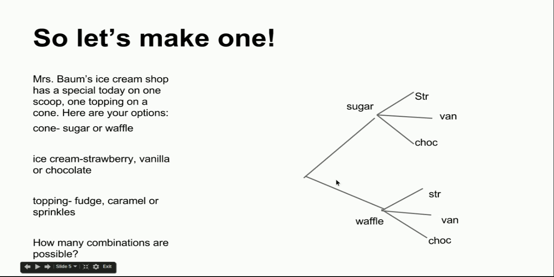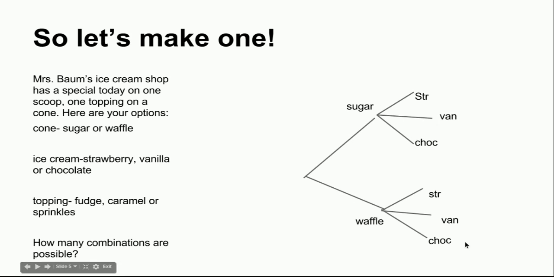Our next step is our ice cream. And for each of the types of cones that you chose, there were 3 different ice cream choices. So right here, this chocolate, this is actually chocolate on a sugar cone, which is different from this chocolate because this is chocolate on a waffle cone. So this is our second level of our combination choices. At this point, we have 1, 2, 3, 4, 5, 6 possible outcomes.